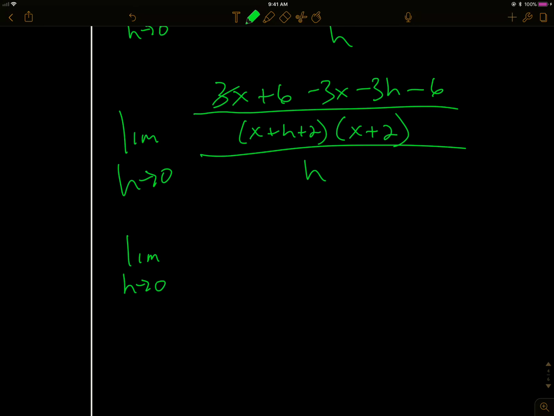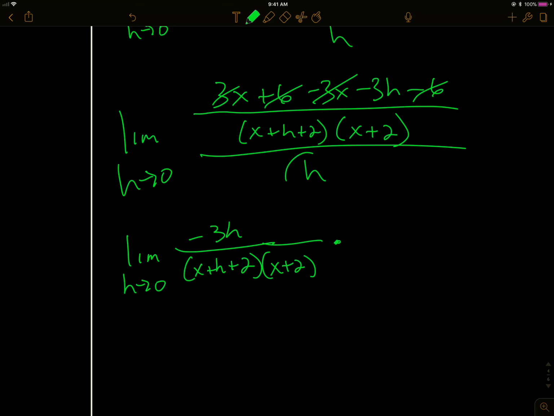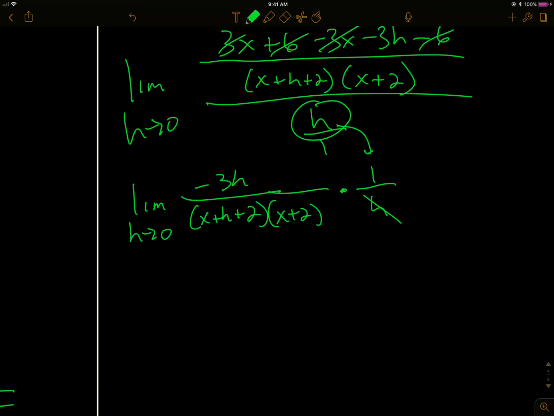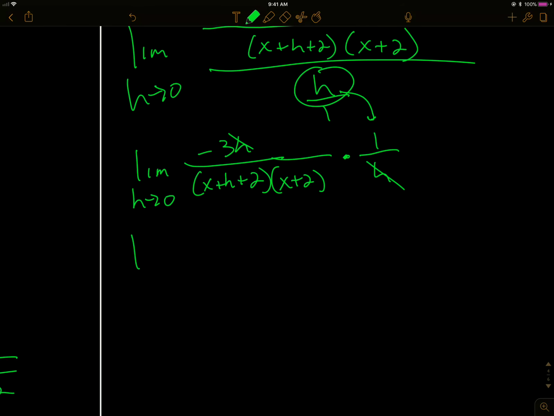I've got 3x minus 3x is 0, 6 minus 6 is 0, so I've got negative 3h over (x plus h plus 2) times (x plus 2). Instead of dividing by h, I'm going to multiply by 1 over h. Remember, that's h over 1. H on the bottom was the problem. It now divides out right there. So I've got negative 3 over (x plus h plus 2) times (x plus 2).